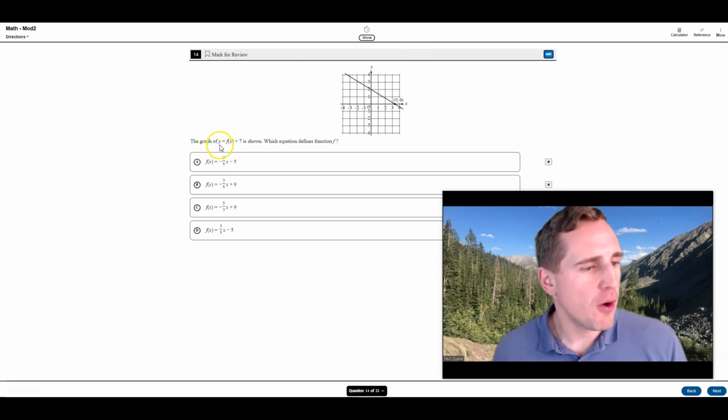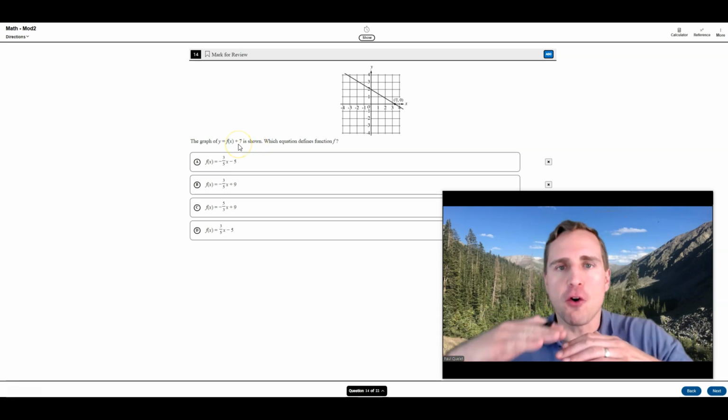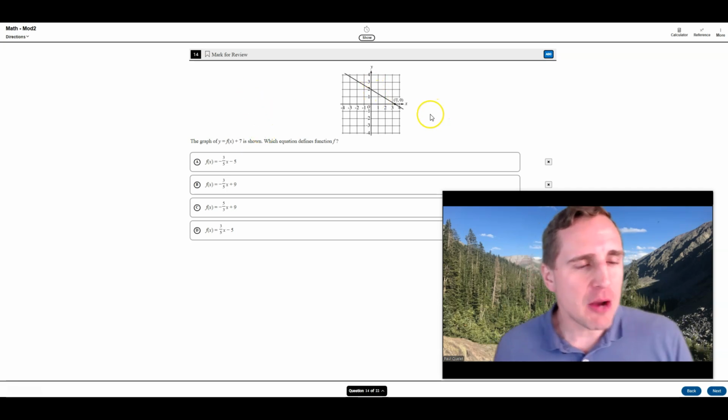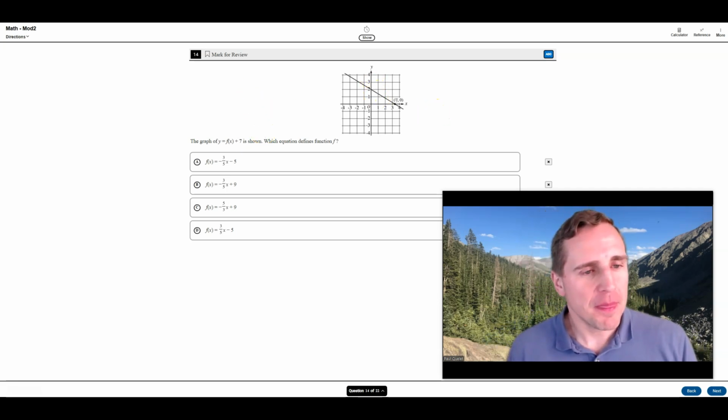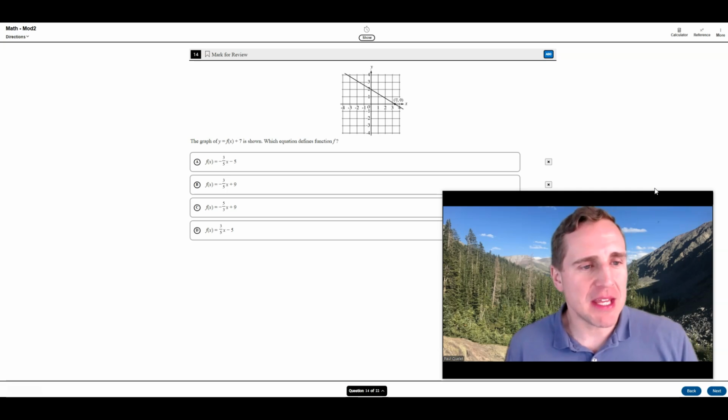Okay, let's now examine this graph. It says the graph of y equals f of x plus 7 is shown. This is question 14. Which equation defines f? Well, plus 7 is just a vertical shift upward by 7 units. It's sometimes called a transformation or a vertical translation up by 7 units.